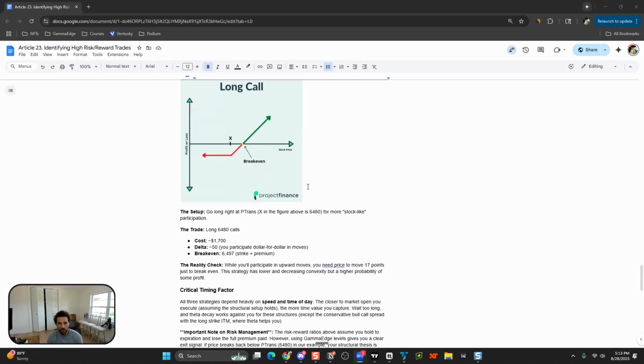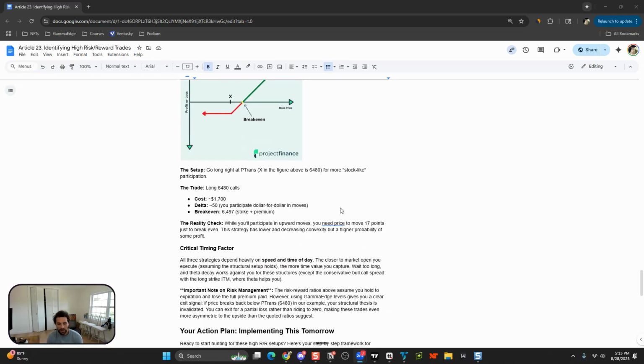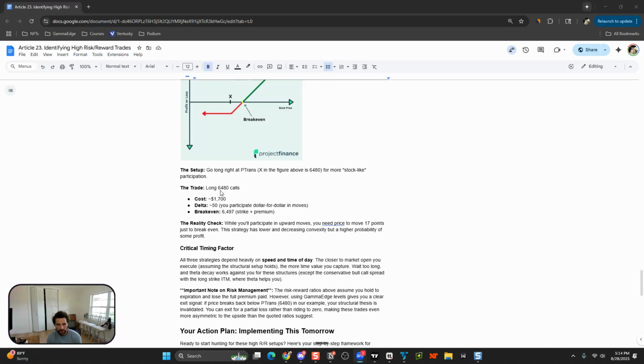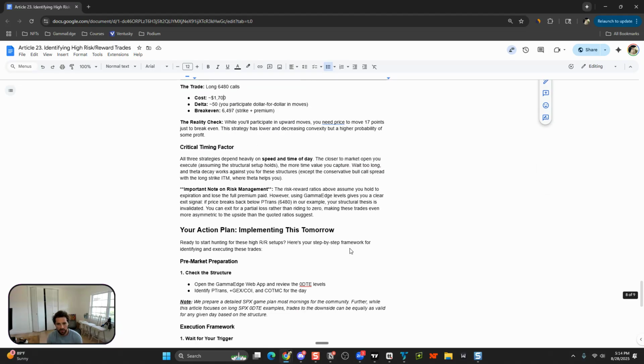And lastly, we're just simply going in with an at-the-money call, right? This is going to act more like stock than any of the other ones that we talked about. You're already past the 50 delta mark, so that convexity of the trade is not going to be as quick as when you're out of the money, and it's going to be quite expensive. So paying $1,700, right? You need a 17-point move just to break even on the trade.